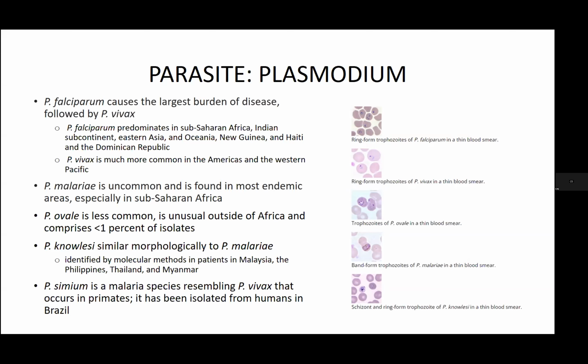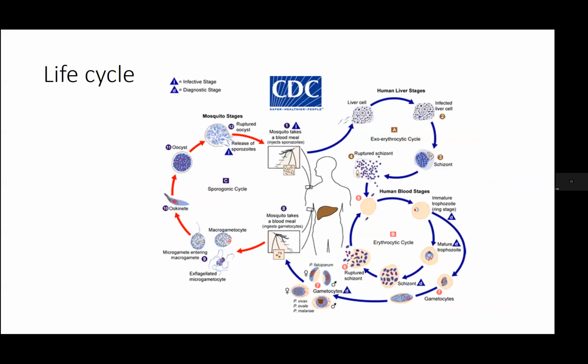There are other species that have been detected, such as P. simium. It's a malaria species resembling P. vivax that occurs in primates, but has been isolated from human cases in Brazil. So what would a parasitology talk be without a life cycle? But they are important to remind ourselves about the vector, the parasite, and the disease.